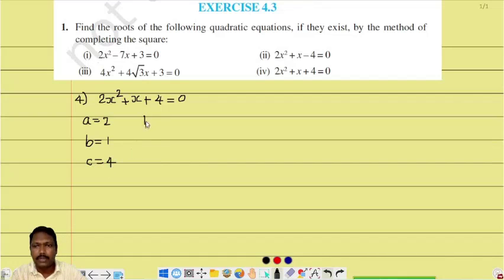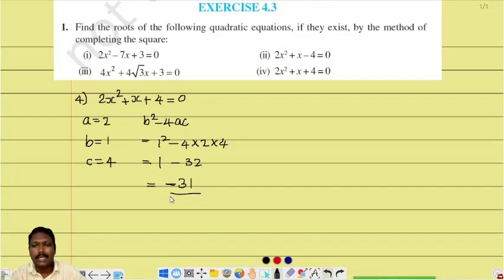We can find b squared minus 4ac, the discriminant. b squared minus 4ac is equal to 1 squared minus 4 into a. What is a here? 2. Into c. What is c here? 4. So that is equal to 1 minus 4 into 2 is 8, 8 into 4 is 32. So 1 minus 32. What is 1 minus 32? It is negative 31.